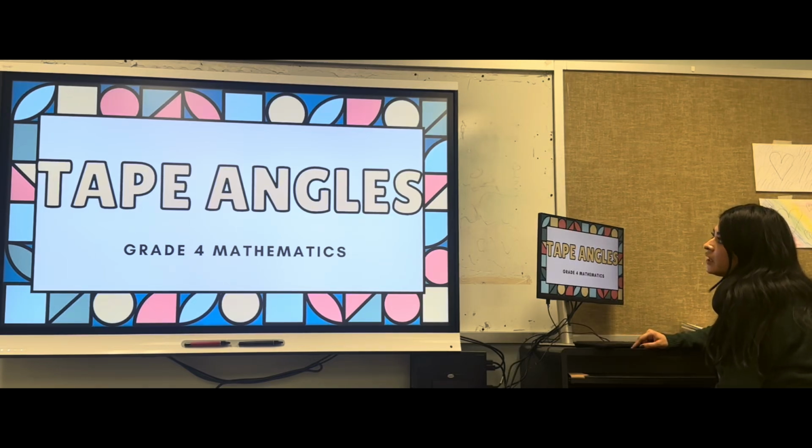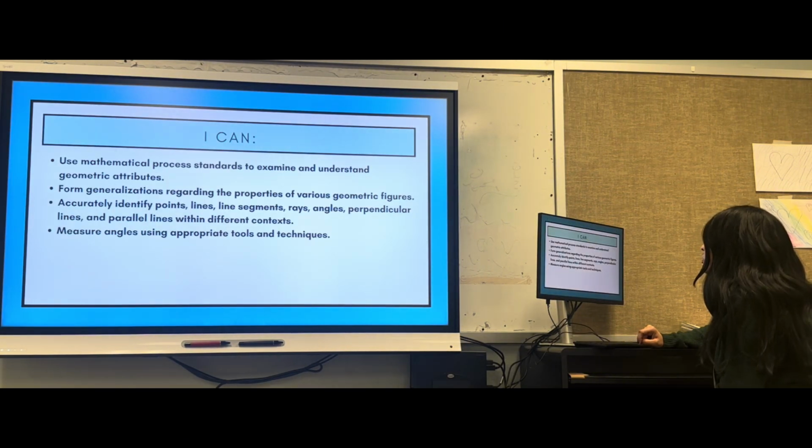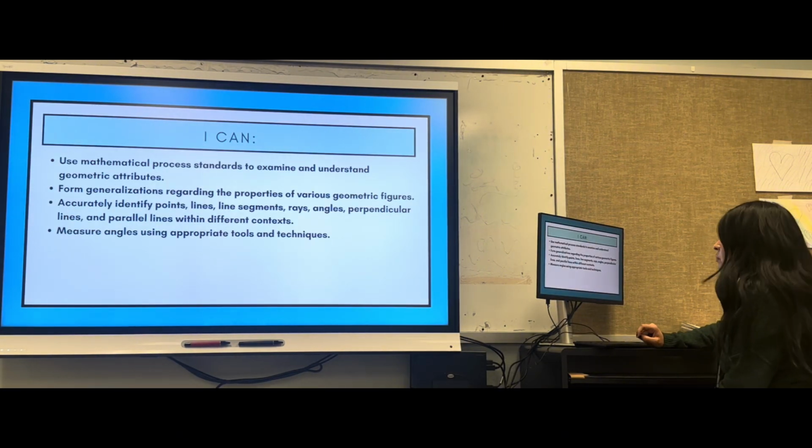We're going to do an activity that involves angles and the angles that we've learned before. This activity is called Tape Angles, and it's going to be very interactive where you're going to move a lot and be in different groups. So let's go over our I can statements.